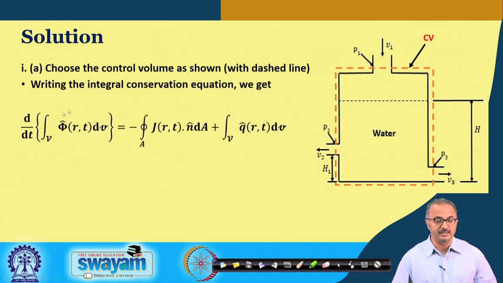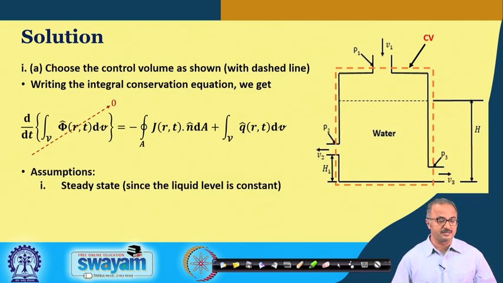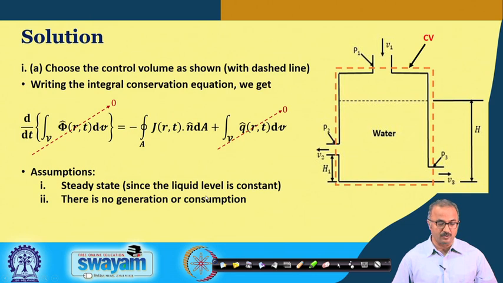Now we write the integral conservation equation, and this is a generalized one. It can be applied for mass balance, energy balance, momentum balance. First we understand that this is a steady state process, so we take the variation with time to be 0, and because in this case the liquid level is also constant, and there is no generation or consumption, we take this term to be 0.